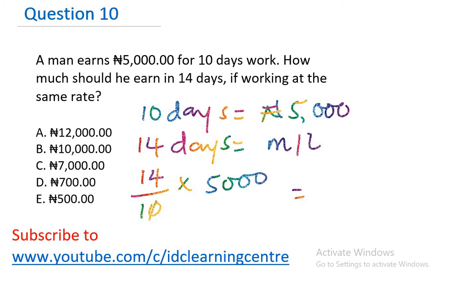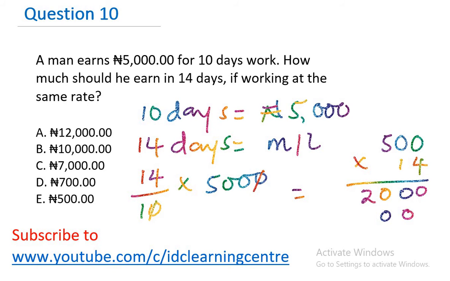Okay? This 0 cancels this 0. So what this man will earn will simply be 500 times 14. 4 times 0, 0, 0. 4 times 5 is 20. 1 times 0, 0, 0. 1 times 5 is 5. That's 0, 0, 0, 7. This man will earn 7,000 naira. Okay, we've seen how we got C as our answer, which is 7,000.